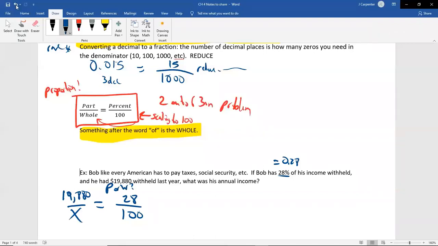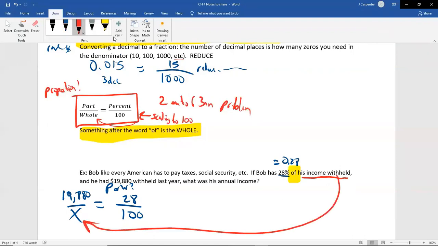Now, if you can't conceptualize why that's the part and not the whole, here's our word of, and we said that the something after the word of is the whole. What's the something that comes after that word of? His income, not what the government took, his income. So this should be the whole, his income should be the bottom. So that's just an alternate way to have figured out which goes top and bottom. I'm giving you multiple methods. I'm giving you logic and I'm giving you word associations, because I know some of us like logic and some of us like word associations.